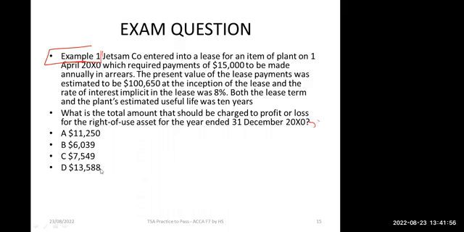The right answer is D. Should I solve this question? Yes.